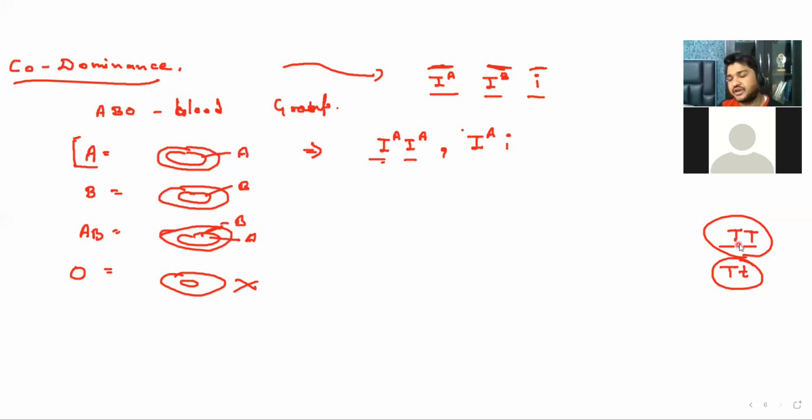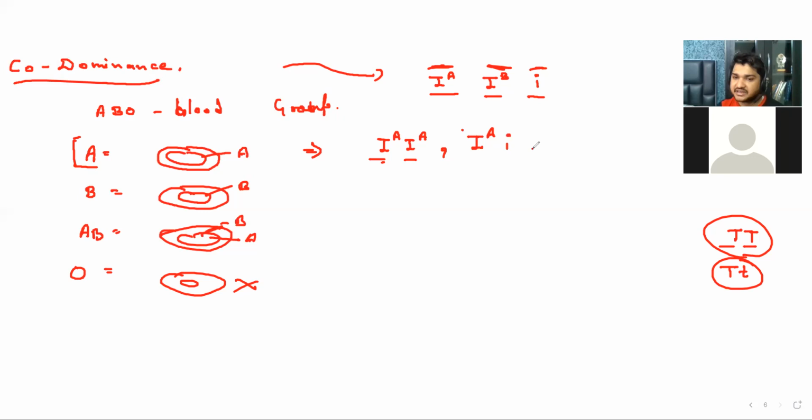I told you, if you are tall, you can have capital T, capital T. Yeah, I got it. And then small i, this is a small i, right? It is the same thing for recessive. And then O is little i. Little i, got it.